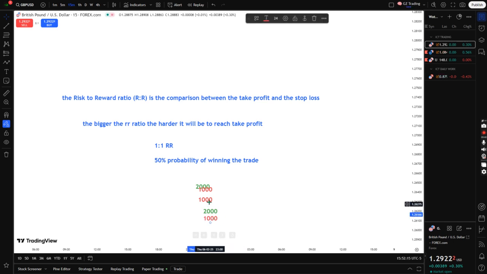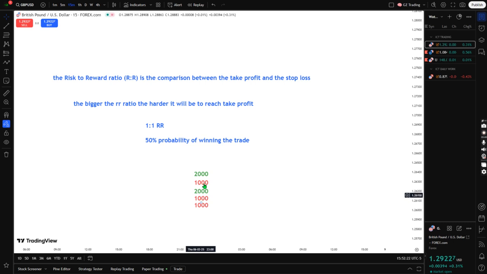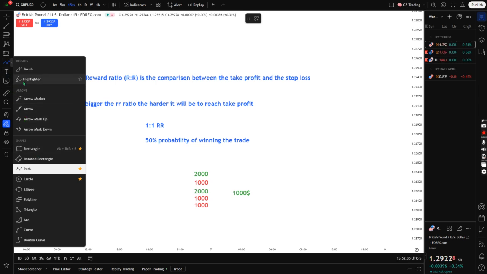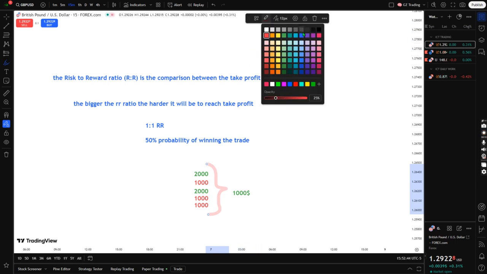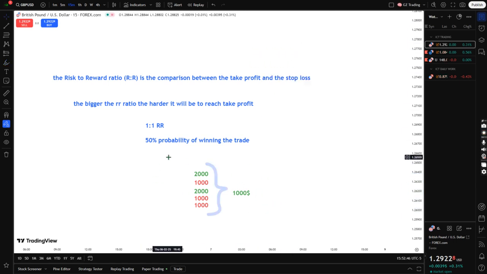So if these are my trades, then even if I got more losing trades, I would still have made a profit of $1,000. You understand me? Because my risk ratio was really good on my part. So all this would have made me still 1,000. So this is why risk ratio is so important.